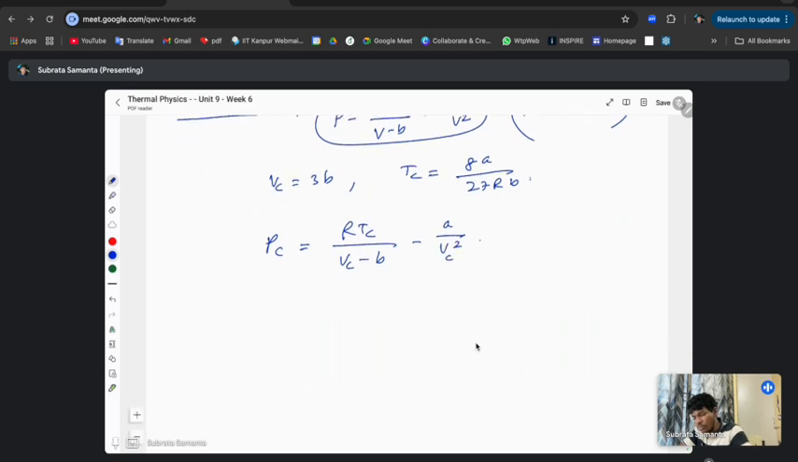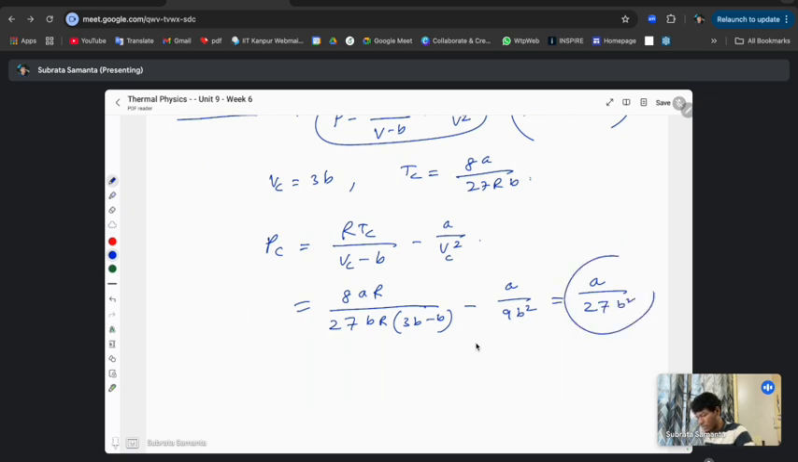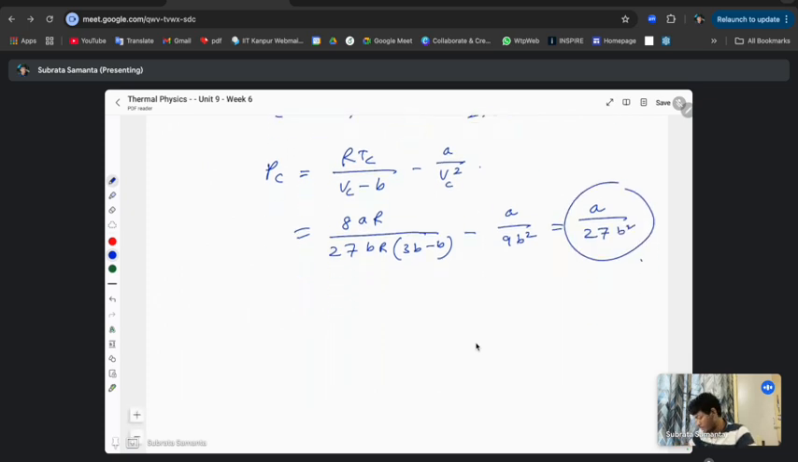If we use these values of TC and VC, this is basically 8A R over 27 B R times 3B minus B, minus A over 9B square. So this gives you A over 27 B square. This is the critical pressure PC.